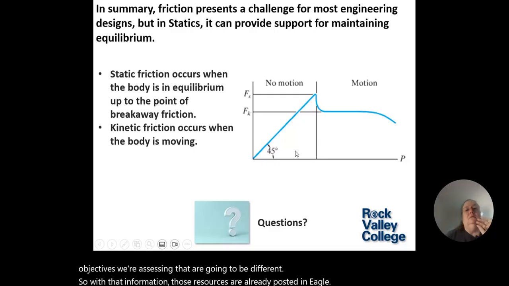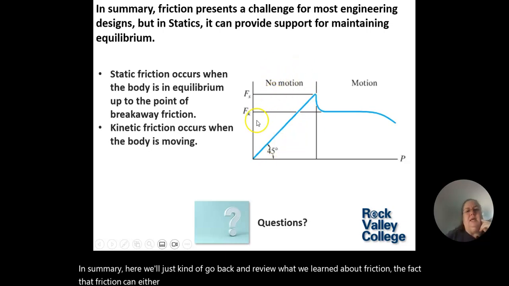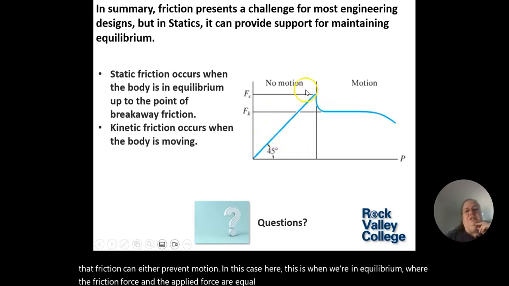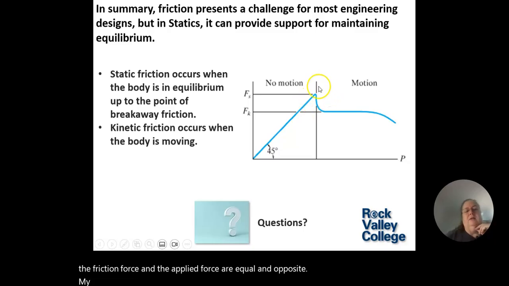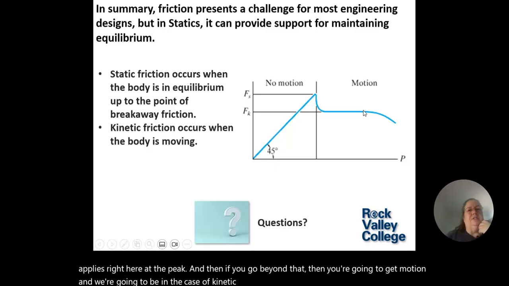In summary here, we'll just go back and review what we learned about friction, the fact that friction can prevent motion. In this case, this is when we're in equilibrium, where the friction force and the applied force are equal and opposite. My friction equation, Fs is equal to the coefficient of static friction times the normal force, only applies right here at the peak. And then if you go beyond that, you're going to get motion, and we're going to be in the case of kinetic friction here. So kinetic friction occurs when the body is moving.